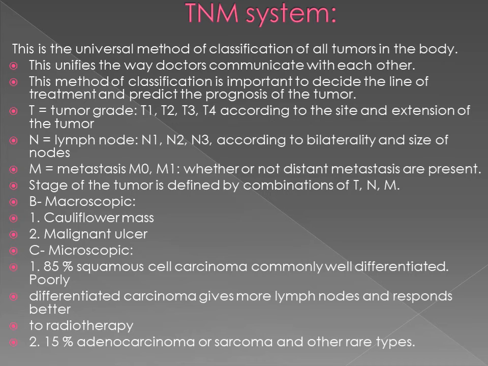If there is a presence of secondaries, it also helps us in staging this malignancy. To start with, macroscopically it could be a mass, a fungating cauliflower mass, or a malignant ulcer. Under the microscope, 85% is squamous cell carcinoma. It usually gives rise to lymph node secondaries, and it has a very good response, especially to radiation.